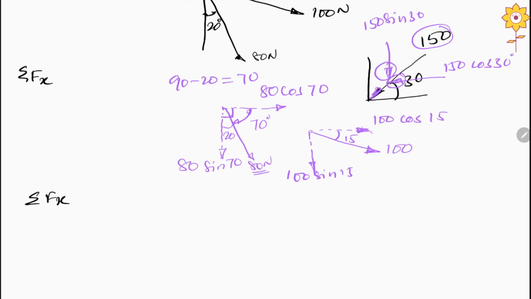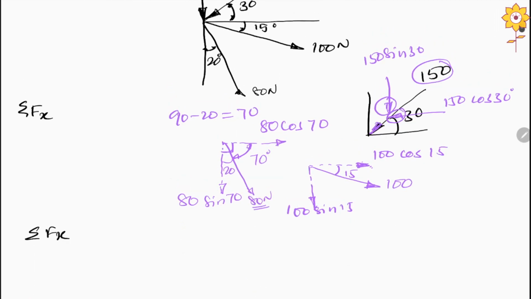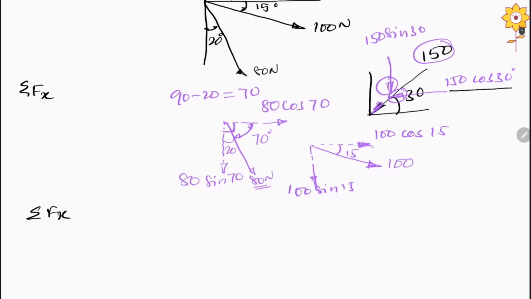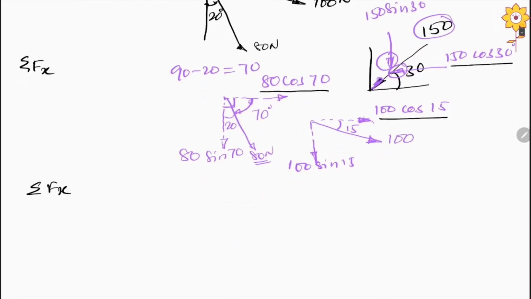So, f of x is nothing but all the horizontal forces. So, we have to see how many horizontal forces we have. We have the horizontal forces 150 cos 30, 100 cos 15, and 80 cos 70. Now the force of 150 cos 30 is acting from right to left, so the sign will be minus.